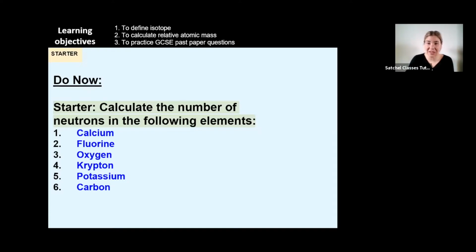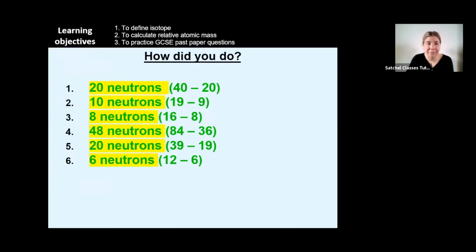Okay, I'm going to go through the answers now, so hopefully you completed that. The answers are highlighted in yellow, so there were 20 neutrons for number 1, 10 for number 2, for number 3 there's 8, for 4 there's 48, for 5, 20 neutrons, and for 6, there are 6 neutrons. And this is how I did my calculation, this is how I did my working. I'm showing my working here on the right hand side. So the answer for number 1 was 20 neutrons, and I got that answer by doing 40 minus 20.